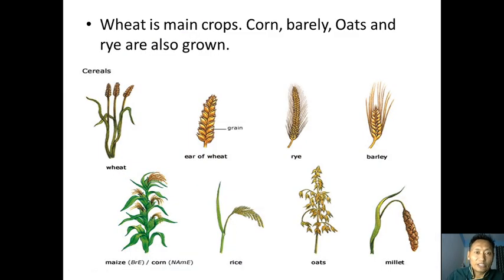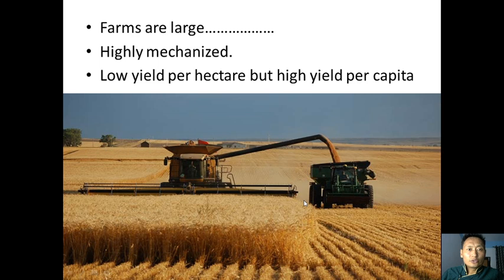What type of crop are they cultivating? We already know that it is grains, and under grains mostly wheat. Apart from wheat, they are cultivating corn, barley, oat, and rye. These are some pictures of crops they are cultivating in extensive commercial grain cultivation. Here the size of the agricultural lands is very large or big, and because of that this type of agriculture is called extensive.